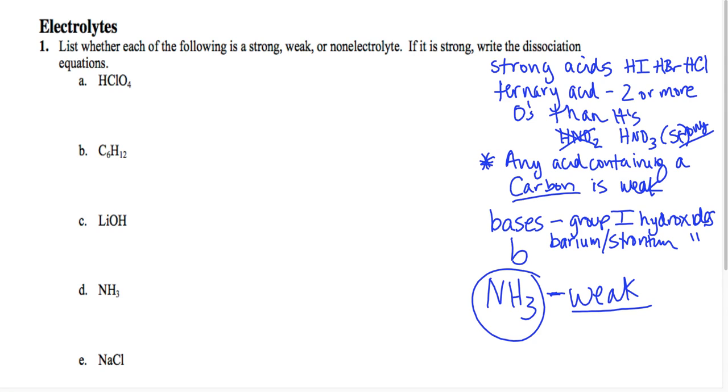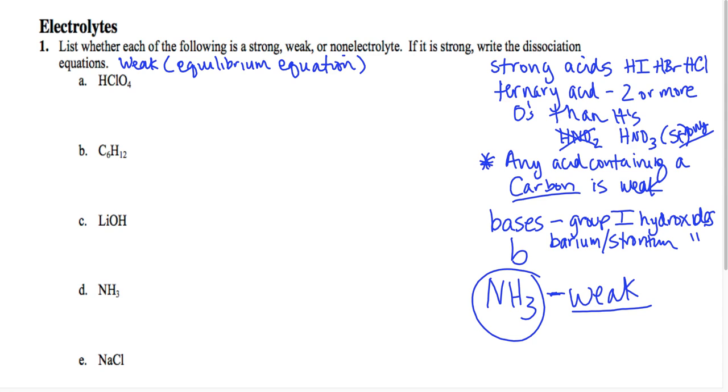All right, so what we're going to do here, we're going to list whether each of the following is a strong electrolyte, a weak electrolyte, or a non-electrolyte. And if it's strong, we're going to write a dissociation equation. If it's weak, we're going to write an equilibrium equation because, and I'll explain it when I get to one, things that are weak do dissociate a little bit, so there is some reaction with water going on, just not a lot. And we'll get to that.